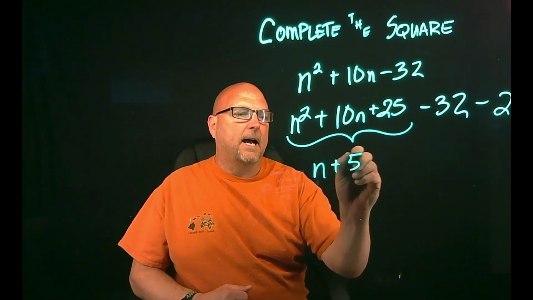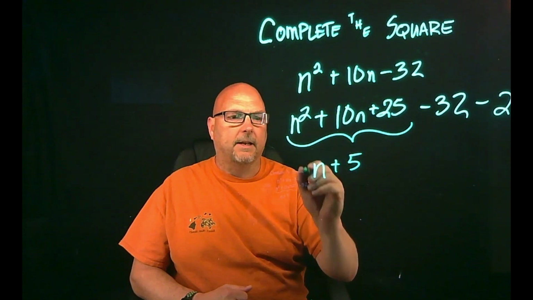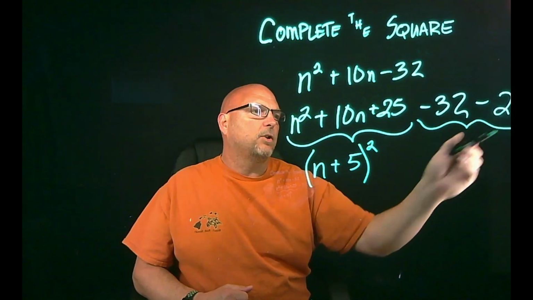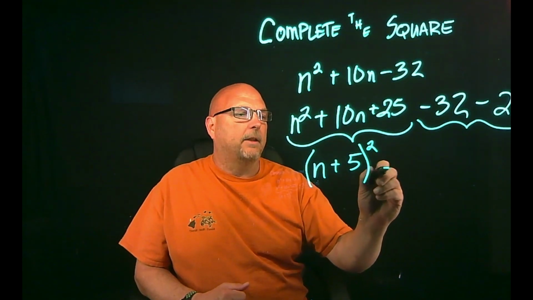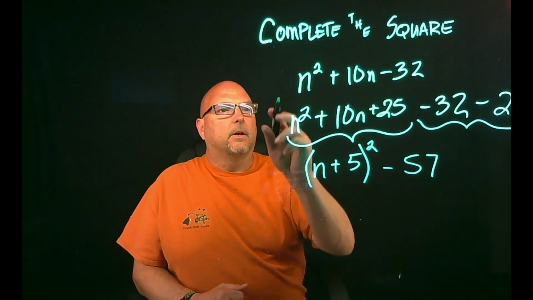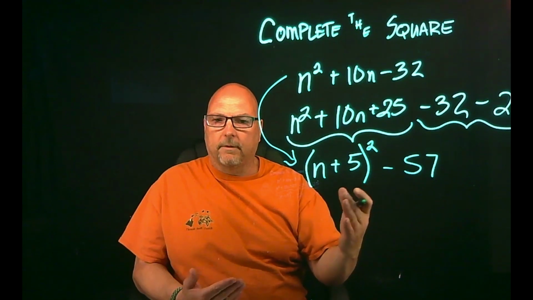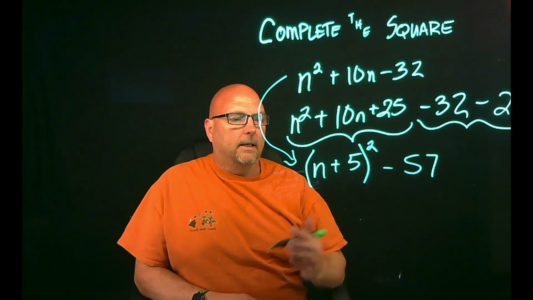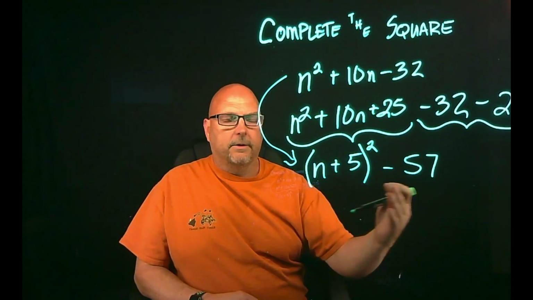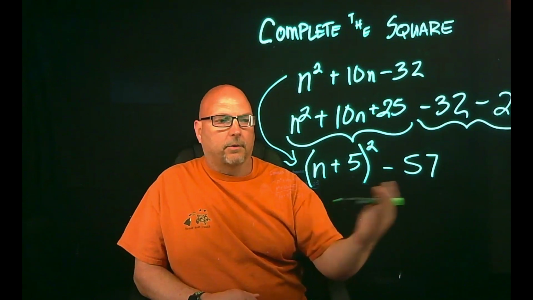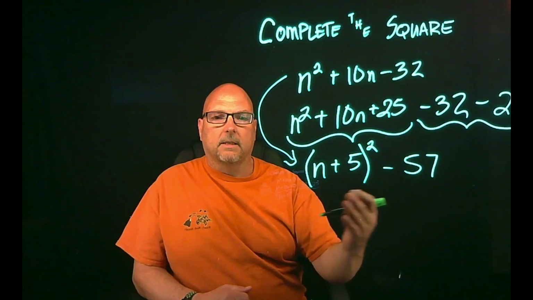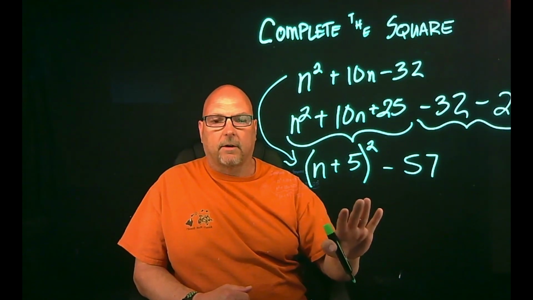So n plus 5, remember this 5 is the half of the 10, and that quantity is squared, but then I have minus 32 and minus 25. So when I add those together, I get minus 57. All right? So these two things are equivalent, just like they were in the last example, but this is written a little bit differently. We've completed the square so that later on near the end of Algebra 2 and all throughout calculus, pre-calculus, we can put things into a mode that makes it very easy for us to graph.